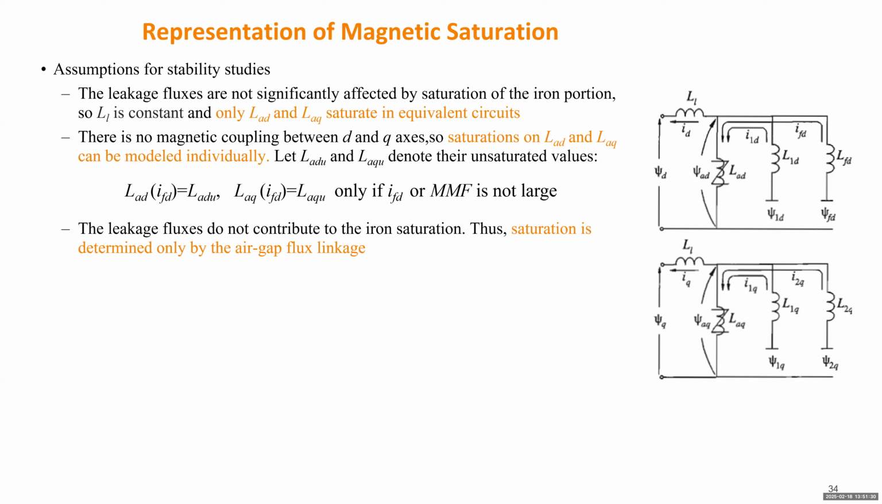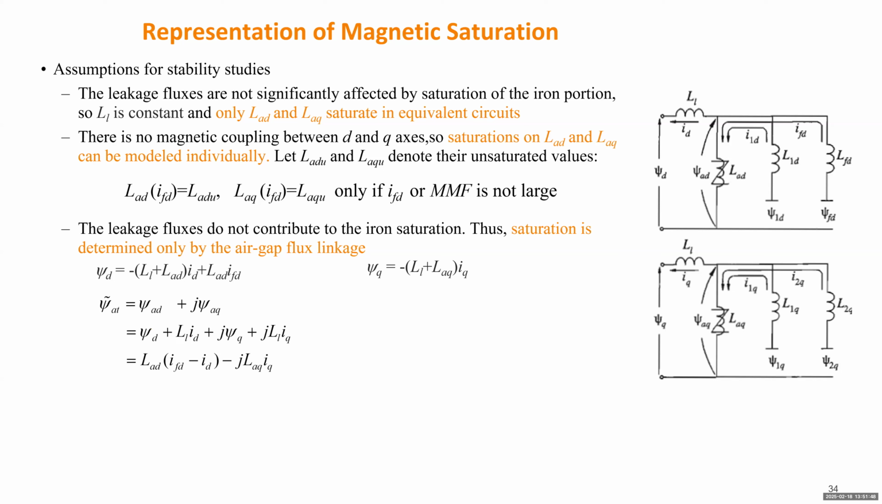Another assumption is the leakage fluxes do not contribute to the air gap saturation. So the saturation is determined only by the air gap flux linkage. So what does this one mean? Okay, it means the flux linkage in D and Q axis can be calculated by those two equations, and the total flux linkage in the air gap needs to consider both psi D and psi Q. We can treat psi D and psi Q as two components in two orthogonal directions.